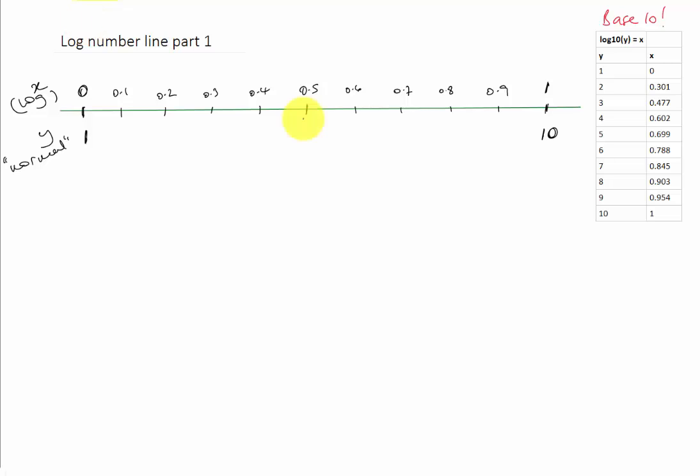Okay, so the first one is, we know that 1/2 is equal to 0.5. We know that if the logarithm is equal to 1/2, then our y value is square root of 10, or 3.18. Square root of 10.